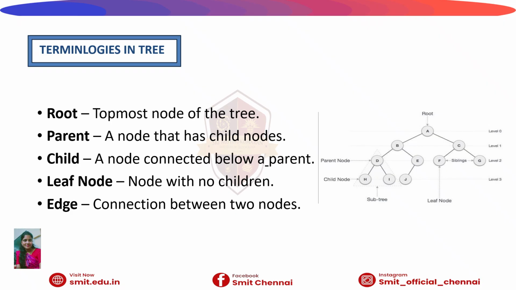Terminologies used in tree. The root is the topmost node of the tree. A parent is a node that has one or more child nodes. A child is a node that descends from a parent node. A leaf node is a node that has no child nodes. The level of a node shows its position in the tree starting from the root. The height of the tree is the maximum number of levels in the tree. Let us move to the next slide.